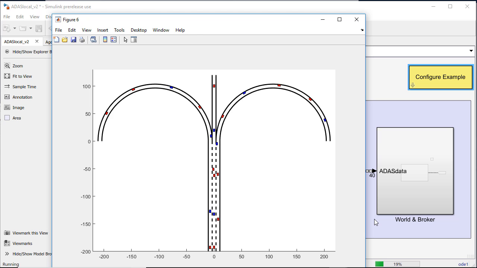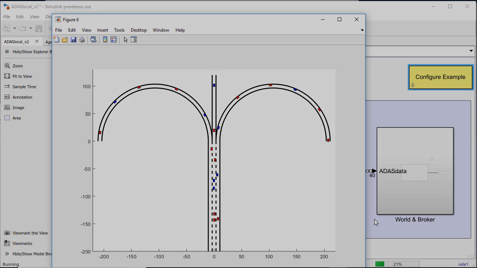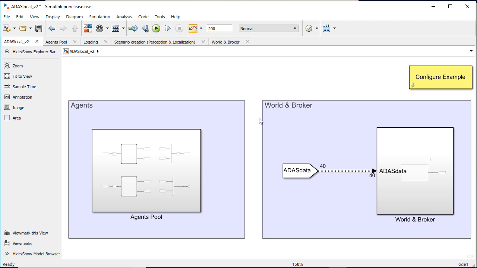You are not changing the agent pool each time you switch the scenario. The agents are reused to operate in the different scenarios. Let me show you how this is modeled.